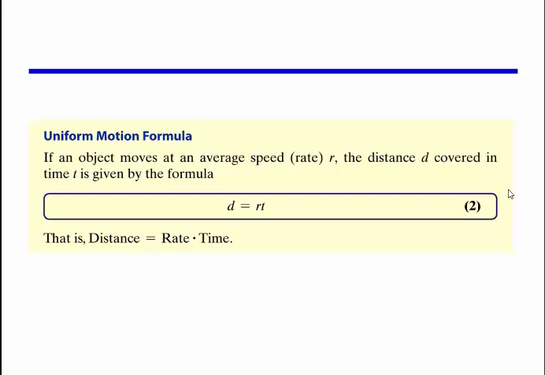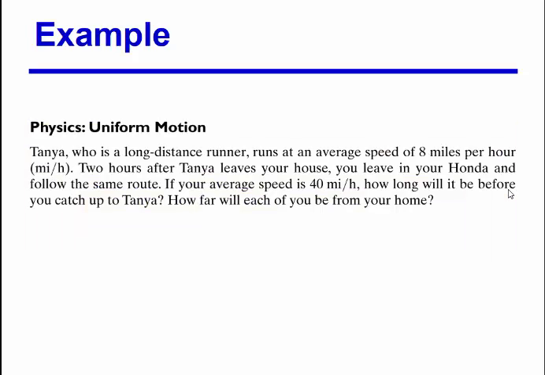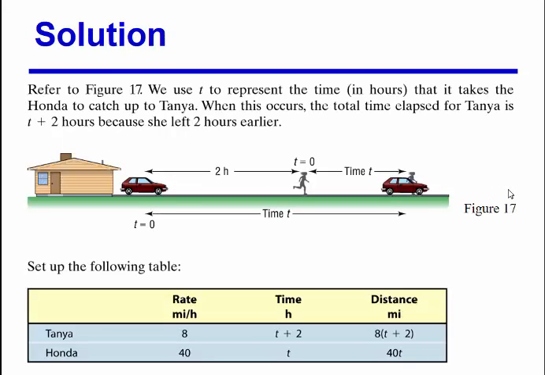So the uniform motion formula: if an object moves at an average speed rate r, the distance d covered in time t is given by d is equal to rt, or distance is equal to rate times time. Now Tanya, who's a long distance runner, runs at an average speed of 8 miles per hour. 2 hours after Tanya leaves your house, you leave in your Honda and you follow the same route. If your average speed is 40 miles per hour, how long will it be before you catch up to Tanya? How far will each of you be from your home?